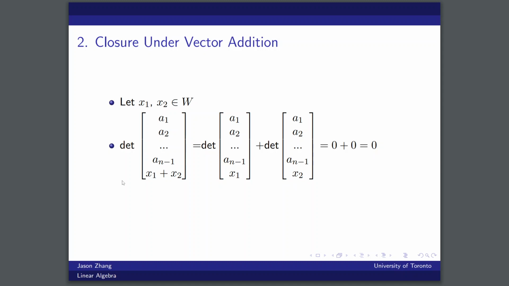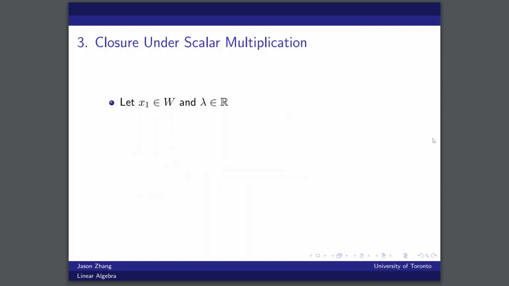So this is a valid property of the determinant. And we should notice that because x1 and x2 belong to W, these two terms will both be equal to 0. So their sum will also be equal to 0, which shows that the determinant of this matrix, where the last row is x1 plus x2, is equal to 0. And so we have shown that x1 plus x2 belongs to W. So we have closure under vector addition.